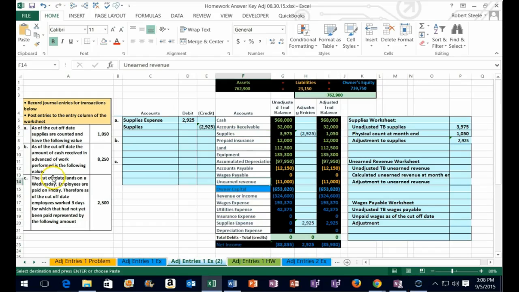B then says, as of the cutoff date, the amount of cash received in advance of work performed is the following value. So this one may be a little more difficult for us to determine which accounts are affected. It doesn't exactly say supplies in it on this one, but if we analyze that, we're talking about something we received before we did the work. And we know that there's going to be one balance sheet account and one income statement account. If we look at the balance sheet accounts above the blue line, we've got accounts receivable, supplies, prepaid insurance, land, equipment, accumulated depreciation, accounts payable, wages, and unearned revenue.